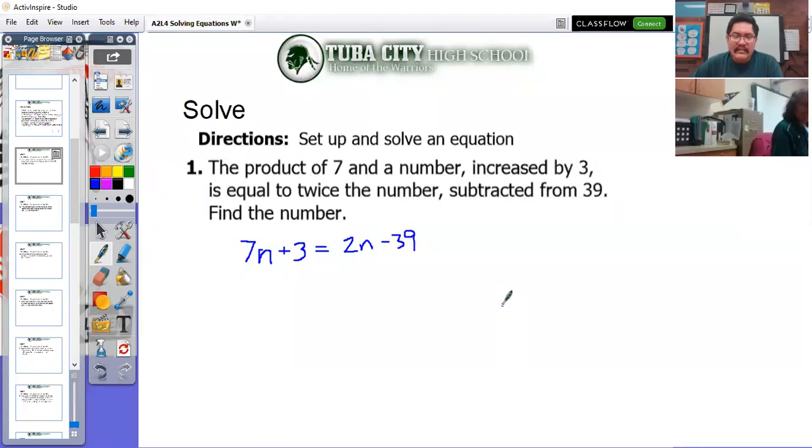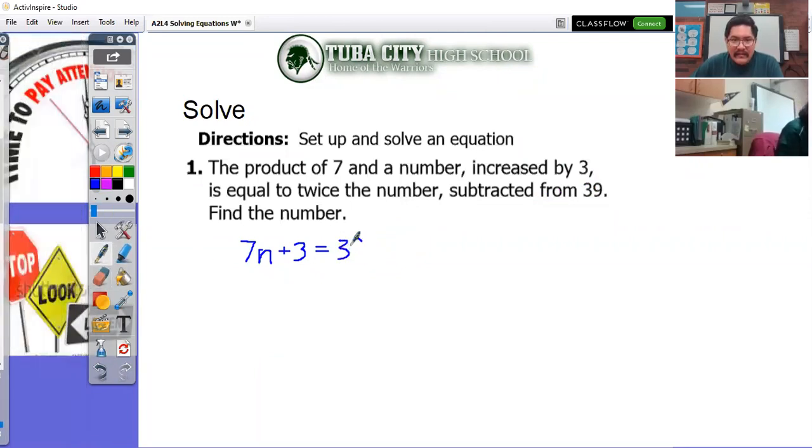Now, if you're reading this in order, so twice the number subtracted from 39, this is what you might write. But that's not right because it says subtracted from 39. So this actually means, again, 39, and we're going to subtract twice that number from it.